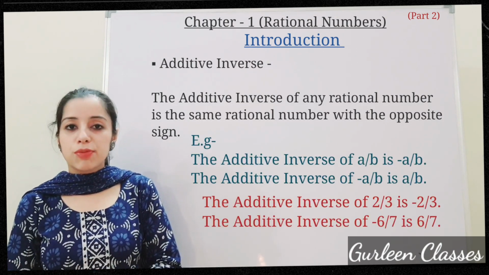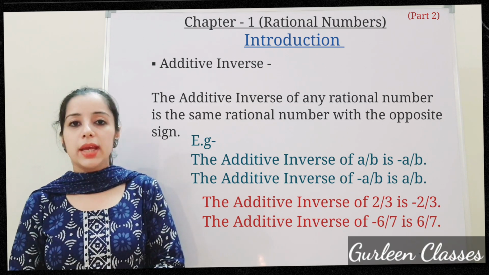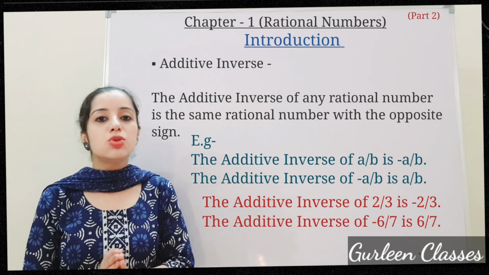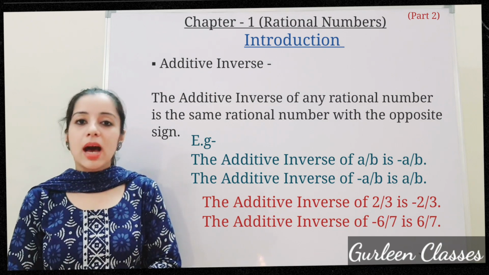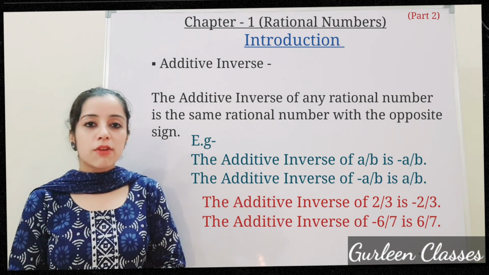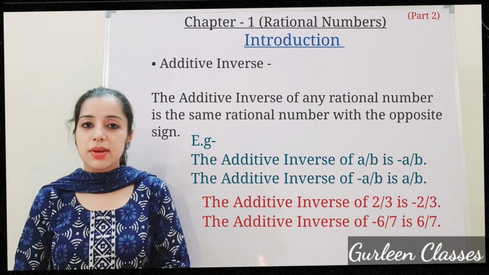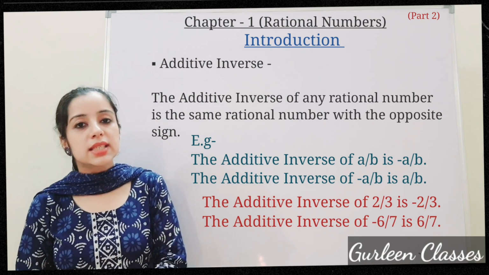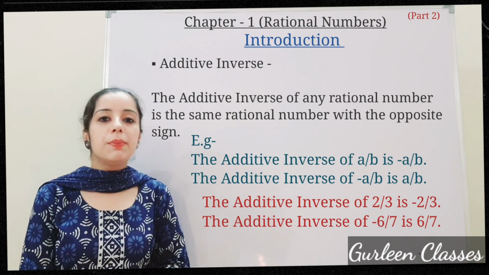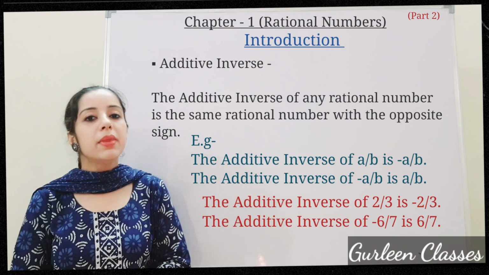Additive inverse, if you have to find out, of 2 upon 3, it will be minus 2 upon 3. If you have to find out the additive inverse of minus 6 upon 7, the answer will be 6 upon 7. Minus will become plus and plus will become minus.